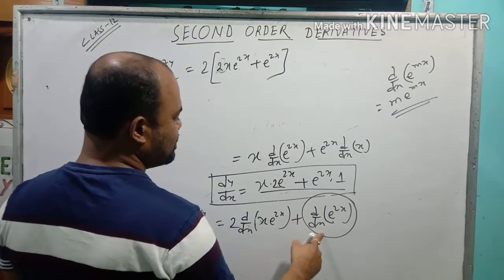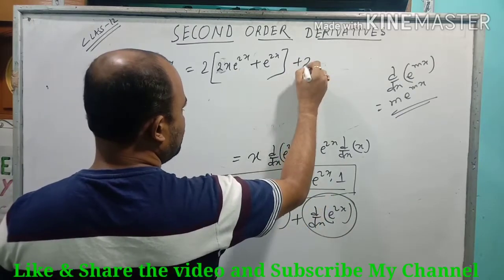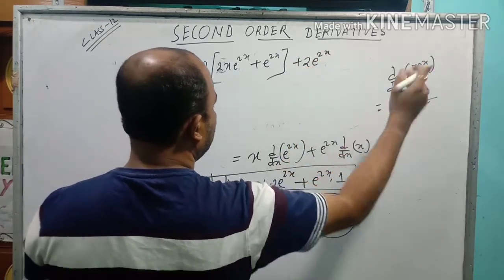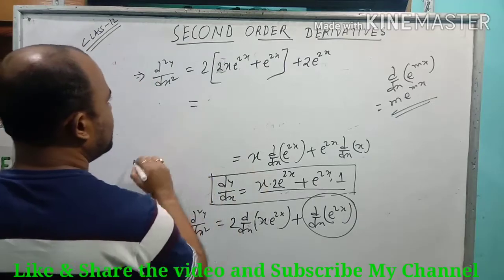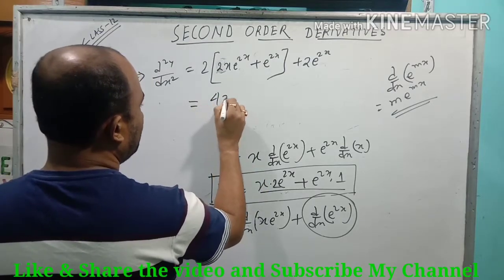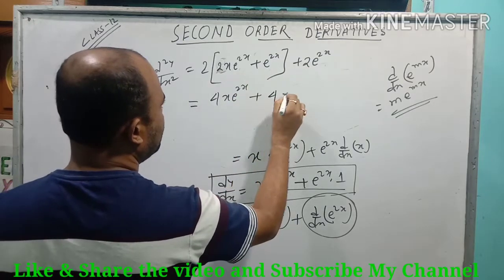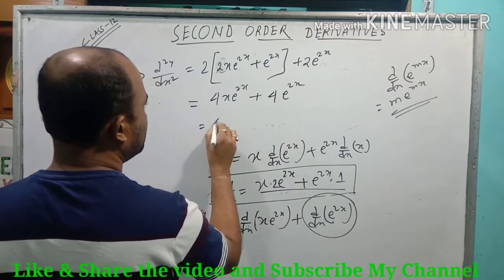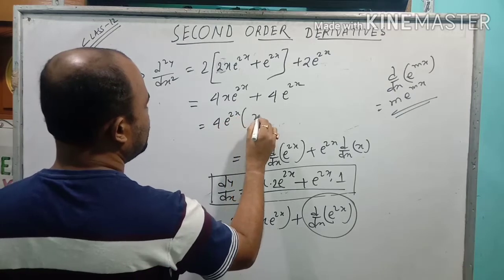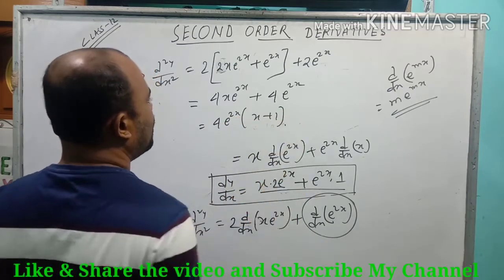Now this one is the extra term, d/dx of e power 2x. It will be 2 into e power 2x, by the formula m into e power mx. This is equal to 4x e power 2x plus 2 plus 2, 4 into e power 2x. You can take 4 e power 2x common. It will be x plus 1.